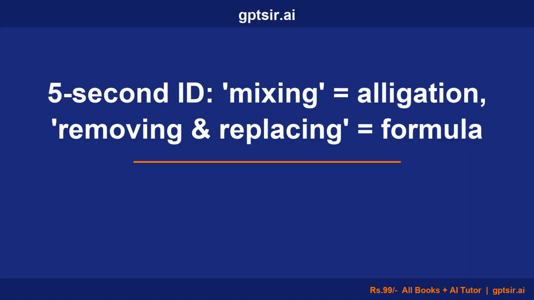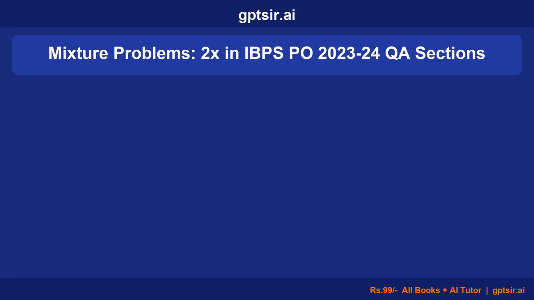Identify the type in 5 seconds. Mixing equals alligation, removing and replacing equals successive formula. In IBPS PO 2023 and 2024, mixture questions appeared in 2 of 5 quantitative aptitude sections.